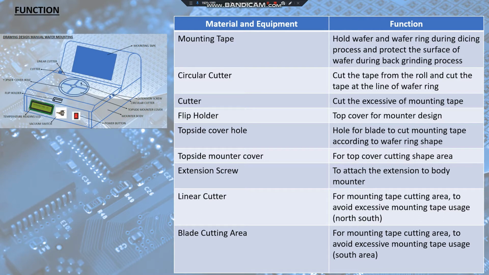Flip holder, the top cover for the mounter design. Top side cover hole for the blade to cut mounting tape according to the wafer ring shape. Top side mounter cover for the top cover cutting shape area. Extension screw to attach the extension to the body mounter. Liner cutter for the mounting tape cutting area to avoid excessive mounting tape usage, north area. Blade cutting area for the mounting tape cutting area to avoid excessive mounting tape usage, south area.